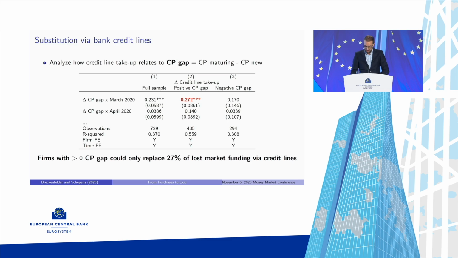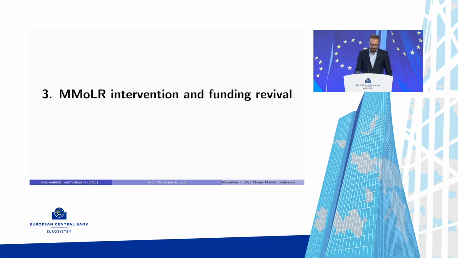So what we find is that firms with a positive gap could only replace about 27% of lost market funding via bank credit lines, or if you want, 27 cents on the euro, which you see here in the second column. So soon after, the ECB stepped in through the PEP program, and it began buying commercial paper, which is an unprecedented move and did not happen before.